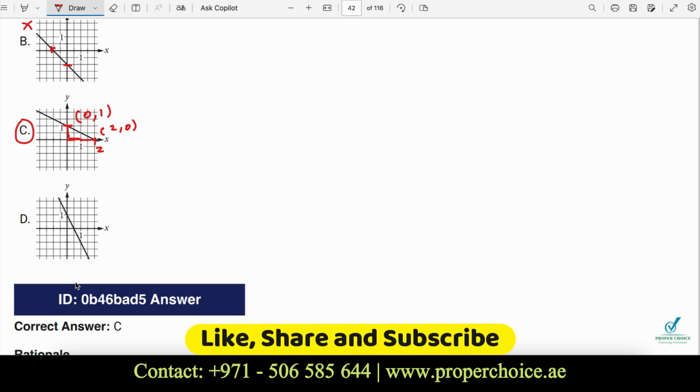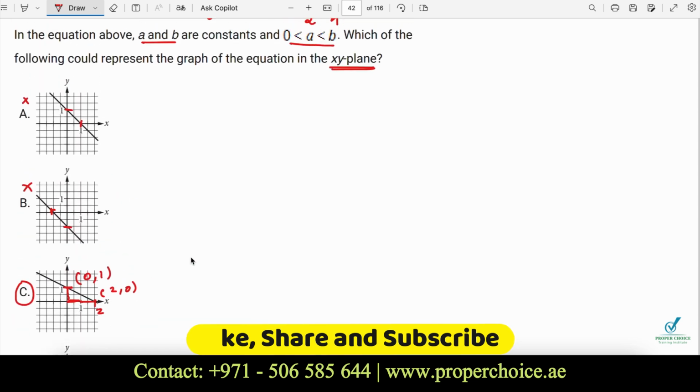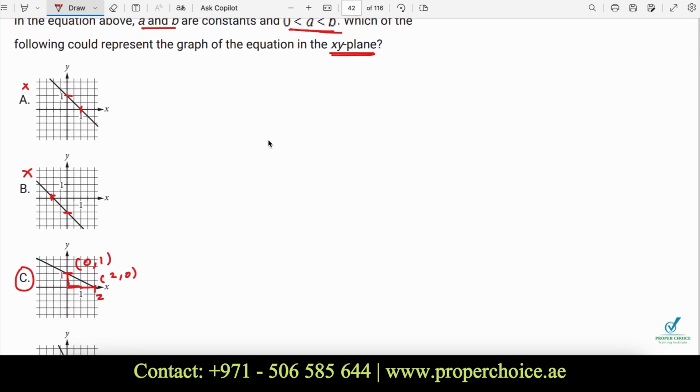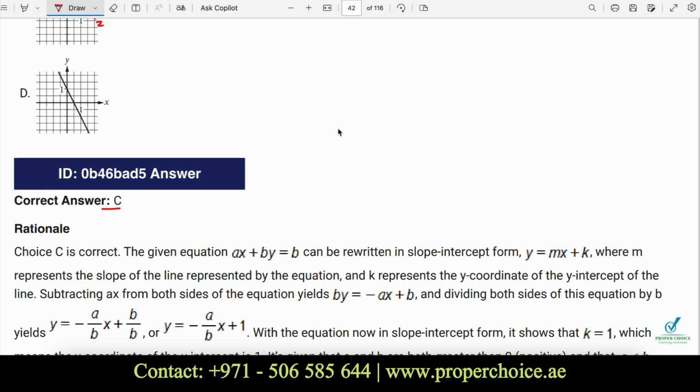Okay, so you can choose any value. I just chose a as 2, b as 4. You can take a as 1, b as 2, anything. Just make this condition true. Substitute in the given equation, type it on Desmos, and Desmos will help you to predict. So C is the right answer here.